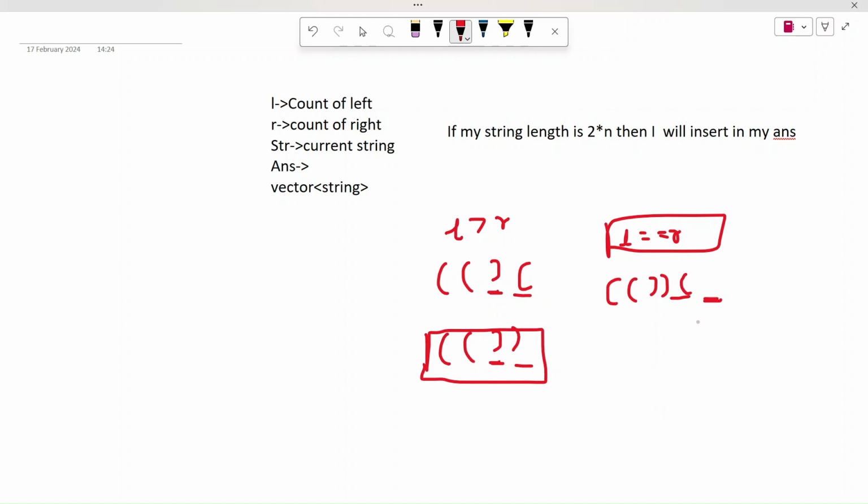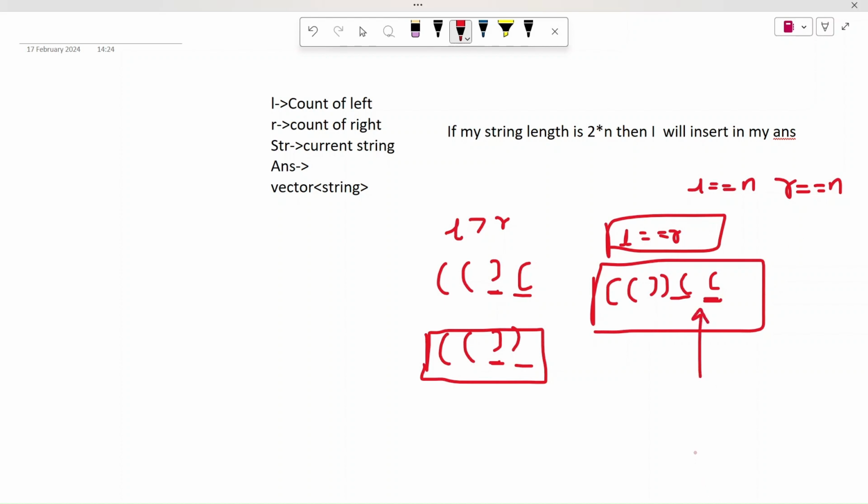See, L can go maximum till n, right? And R can also go maximum till n. Now my L has already gone to 3. So can this be possible? Because I will stop when the size of my string is 2 into n, since I have to make that string, right? But this is my wrong configuration.